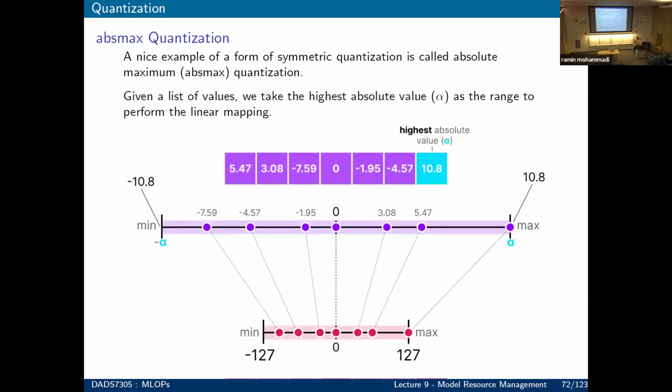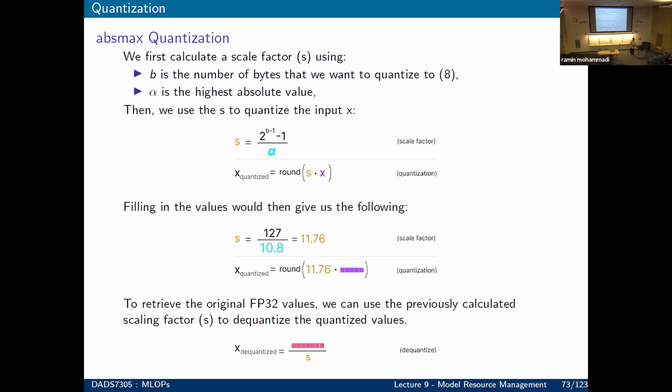Now, how does the conversion happen? This is the equation for conversion. I don't know if you heard today, Philip mentioned a scaling factor. S is the scale factor. In abs max, S is calculated as 2 to the power of b minus 1, where b is the number of bits, divided by alpha, and alpha is the maximum value within the vector or the matrix that you are trying to quantize.